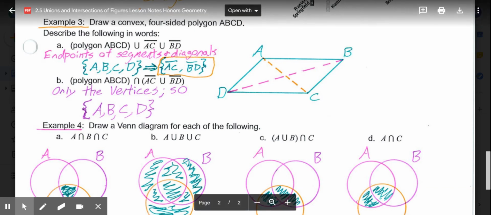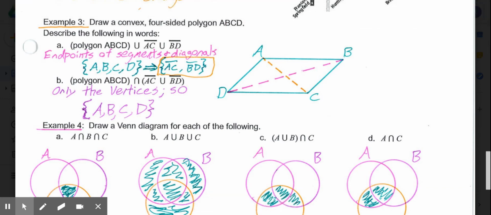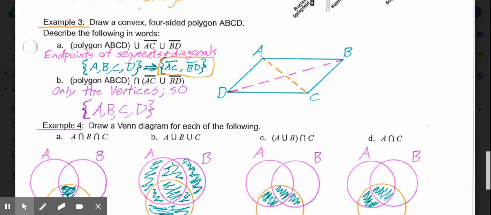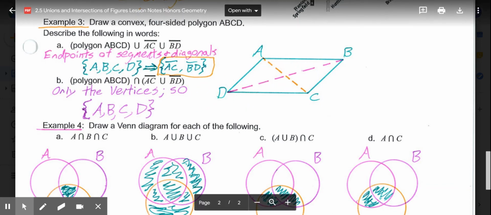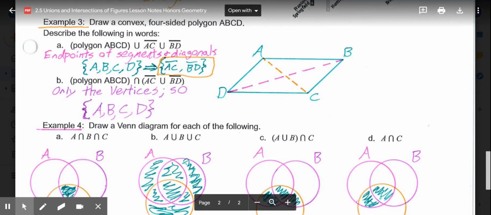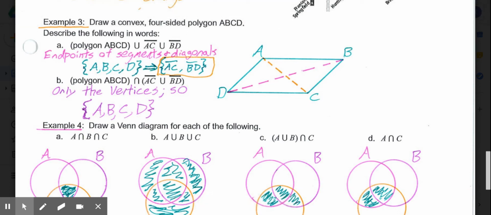So what is the union where these are all included, polygon ABCD, segment AC, and segment BD? That would include our vertices A, B, C, D. It would also include any points on AC and any points on BD. So our union in this case would be segments AC and BD, including the four endpoints, plus those segments.